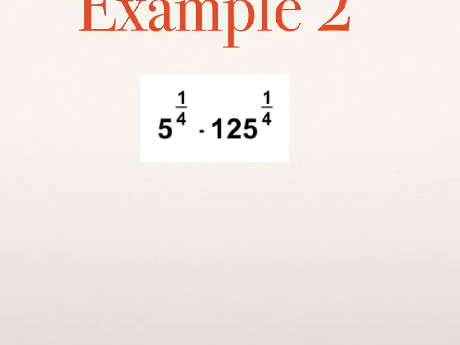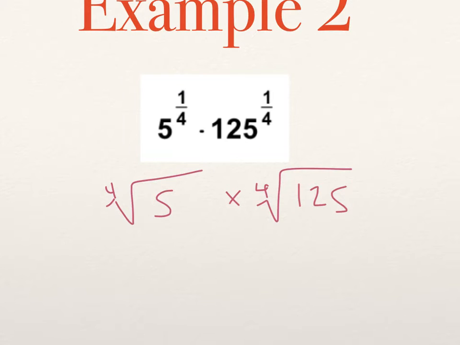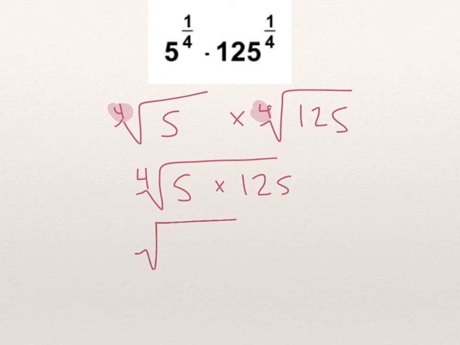The next one, we have the 4th root of 5 times the 4th root of 125. Since our indexes are the same, we can combine these and put them all under the same root. So we have 5 times 125, all under the same root. Now we could multiply this and then factor it back out, but we already have two factors, so we can just leave it unmultiplied. So the 4th root of 5 times 125 breaks down into 5 times 25.